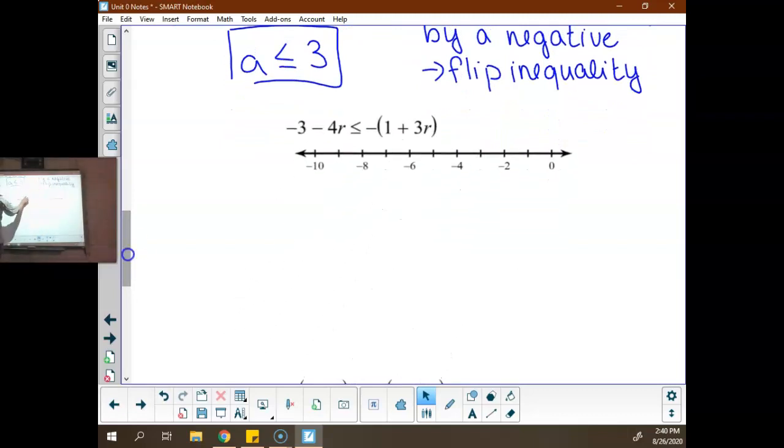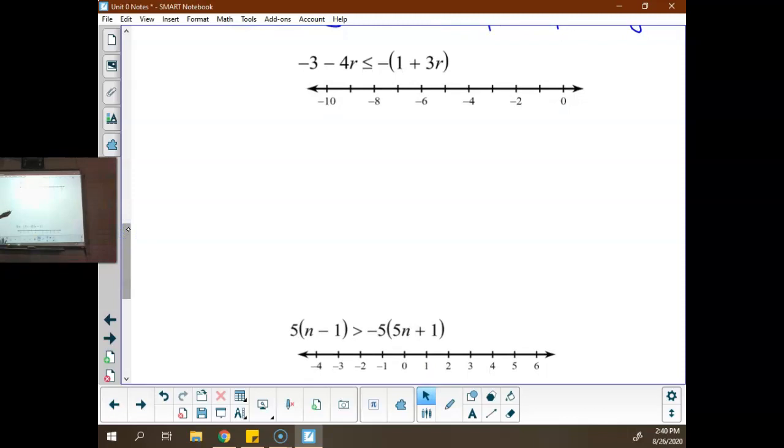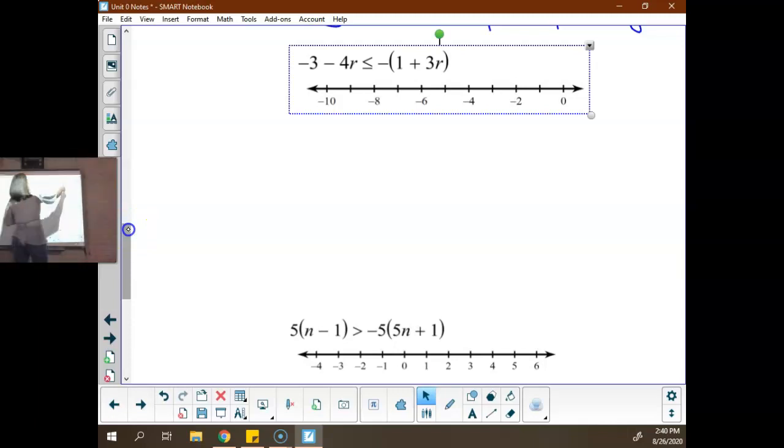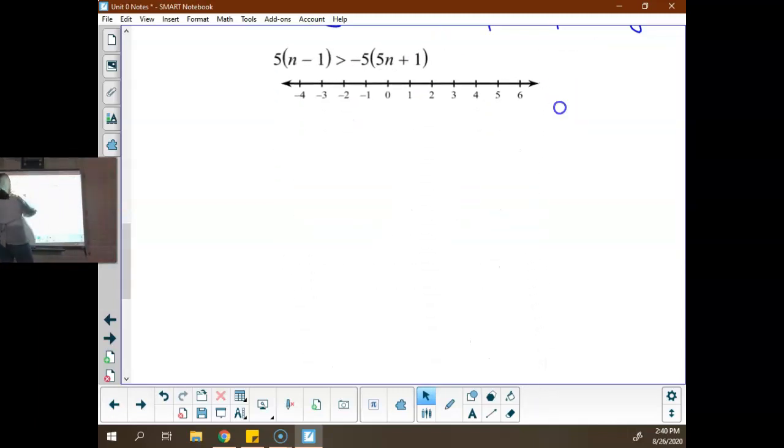All right. For our next example, I threw it too far. Hang on. There it is. All right. We're distributing a negative. That's really similar to the last one. Let's do this bad boy.